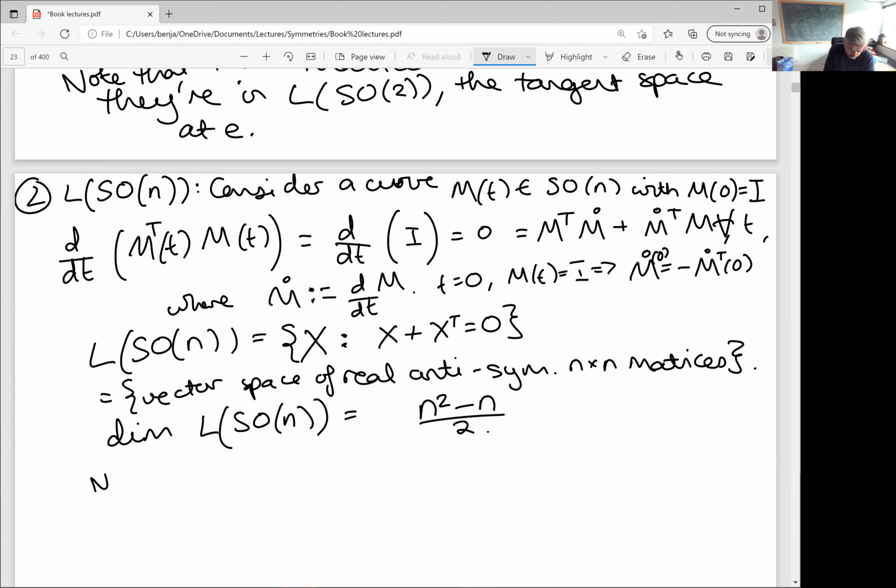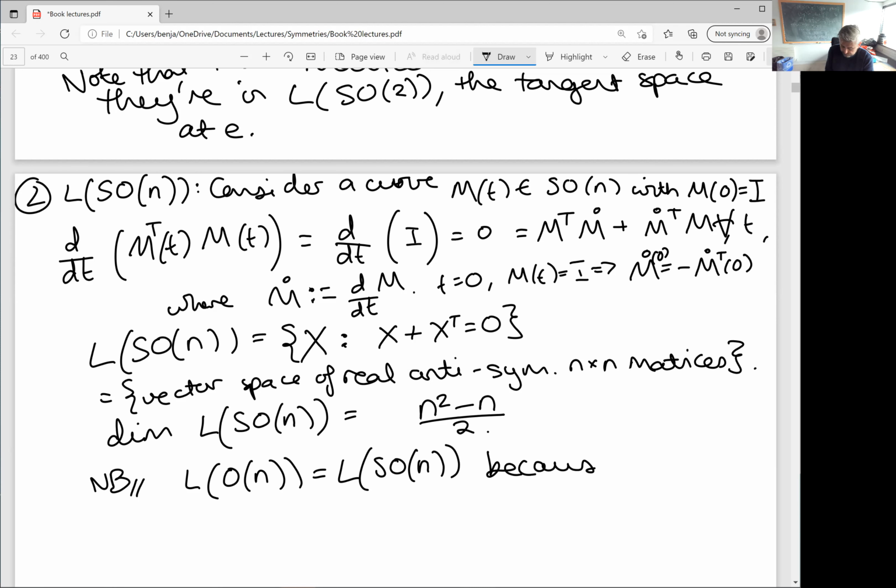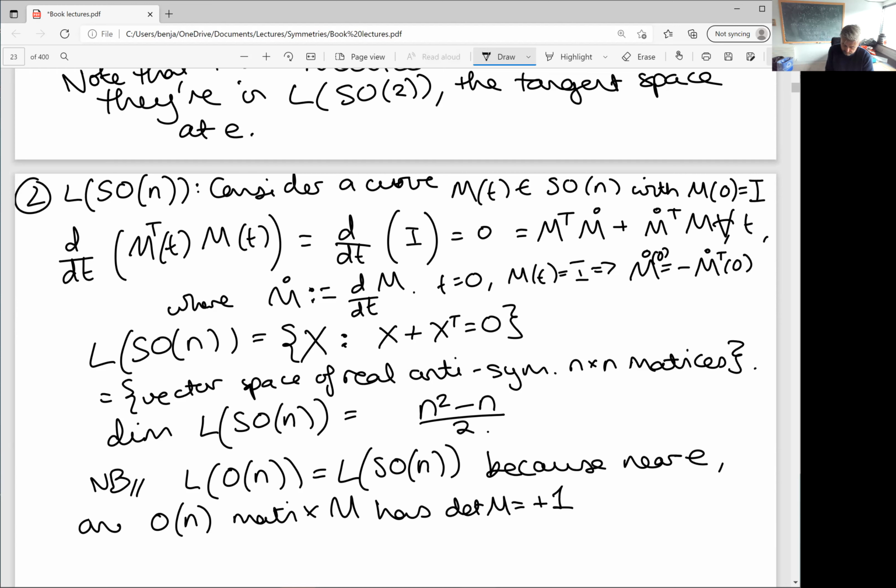And we make another comment here. Because you can ask, well, what's the Lie algebra of ON? But actually, it's the same thing as the Lie algebra of SON, because near the identity, a member of ON has determinant +1, not -1. So all of those elements of ON which involve a reflection are not near the identity.